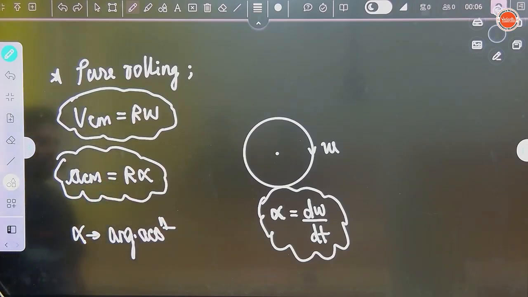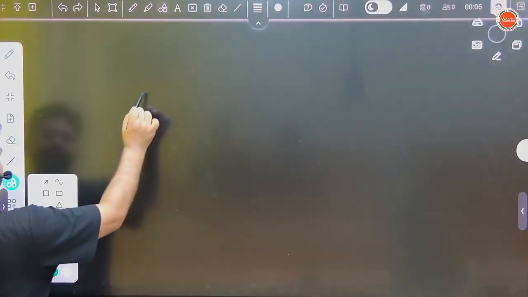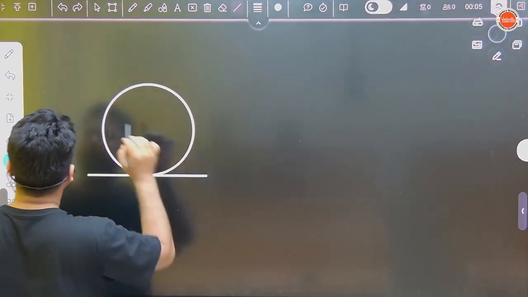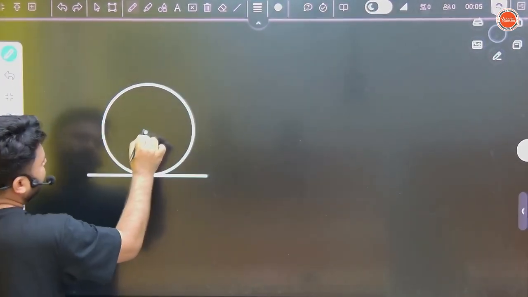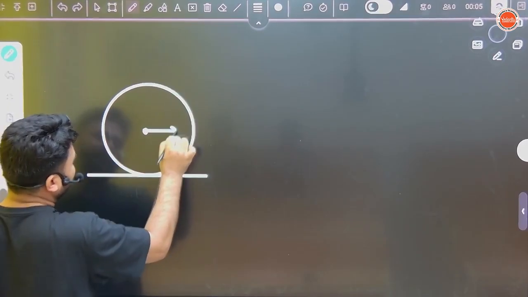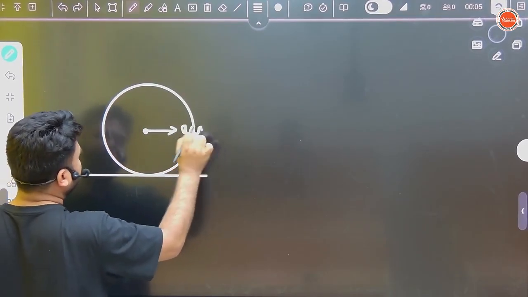Okay. Means what I am saying, if the object is accelerating also, this object is moving in translation motion. Suppose this is accelerating also. This is the acceleration of center of mass.